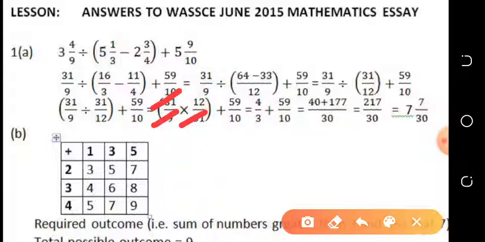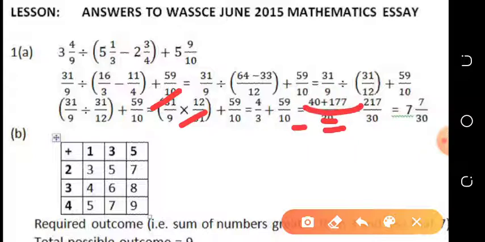Now moving on, we have to simplify the addition, which is the last thing that we have there. To add these two fractions, we find the LCM of the denominators, which is 3 and 10. You multiply 3 and 10, you have 30. 30 divided by 3 is 10. 10 times 4 is 40. Next, 30 divided by 10 is 3. 3 times 59 is 177.